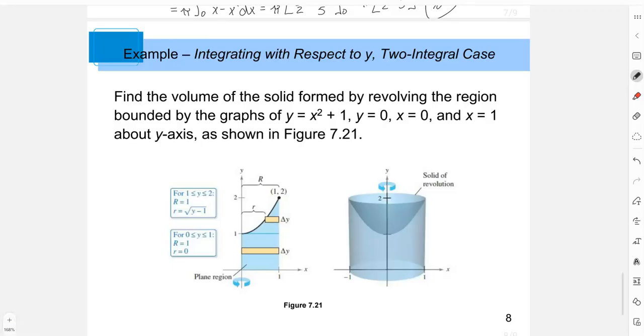so let's look at what's going to happen in this example. We want to find the volume of the solid formed by revolving the region bounded by the graphs y equals x squared plus 1, y equals 0, x equals 0, and x equals 1 about the y-axis. So now instead of a horizontal axis of revolution, it is a vertical axis of revolution. So we need to write everything in terms of y.